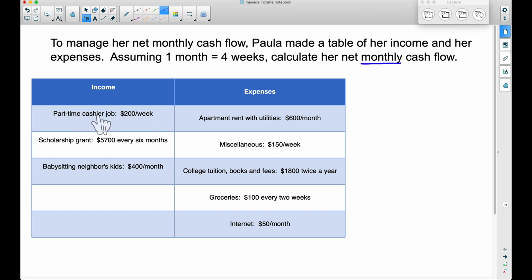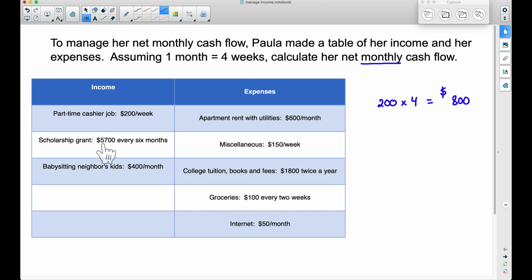She has a part-time cashier job where she makes $200 per week, and since we're trying to find the monthly cash flow, and assuming 4 weeks equals 1 month, we can take that $200 that she makes per week, and since there's 4 weeks per month, 200 times 4 gives us $800. This is how much she's going to make at her part-time job as a cashier per month. $200 per week times 4 weeks in a month, $800 per month. So this is her monthly cash flow just from that part-time cashier job.